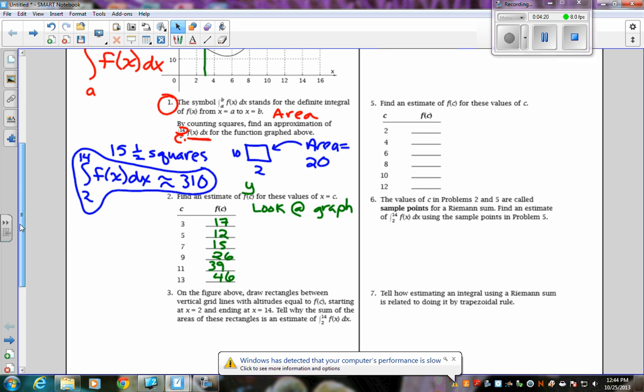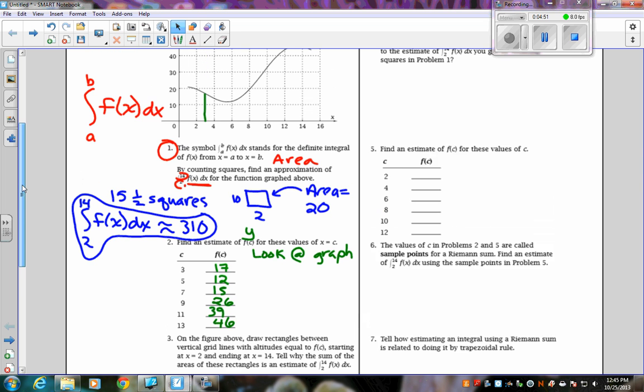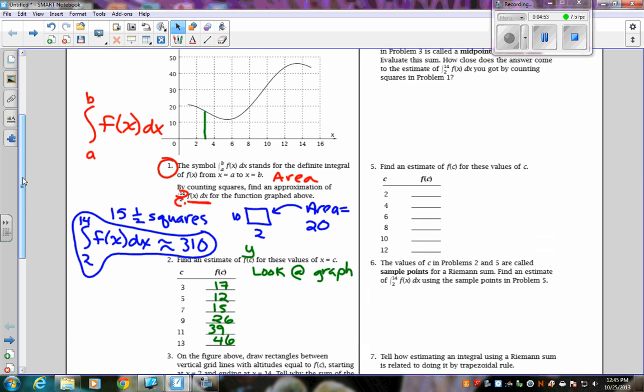Now it says we need to draw rectangles between the vertical grid lines with altitudes equal to f of c. Altitude just means the height of the rectangle, and f of c is just the y value. So the height of the rectangle is going to be the y value. Starting at x equals 2 and ending at x equals 14, the sum of the areas is an estimate for the definite integral. Let's start by drawing in our rectangles.